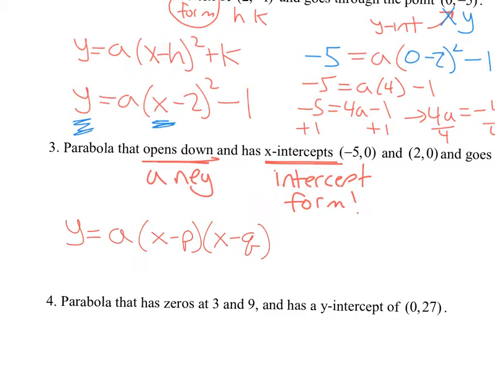And the p and the q are zeros. So in this case, the p and the q are negative 5 and 2. Doesn't matter which one is which. So let's plug those in right away. We go y equals a times (x minus negative 5) times (x minus 2). Well, the negative minus negative here, that'll be plus positive.